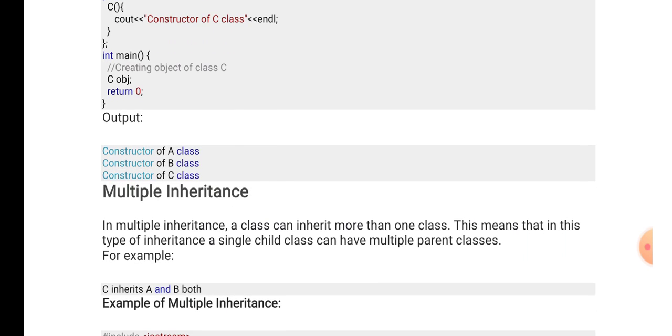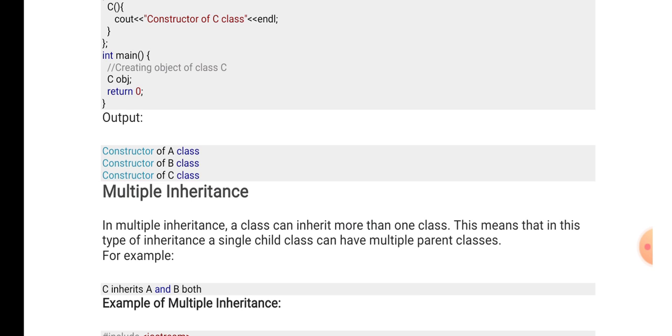Multiple inheritance. In multiple inheritance, a class can inherit more than one class. This means that in this type of inheritance, a single child class can have multiple parent classes. For example, if we take A class and then B class separately, if we inherit C class from both A and B, it is called multiple inheritance.